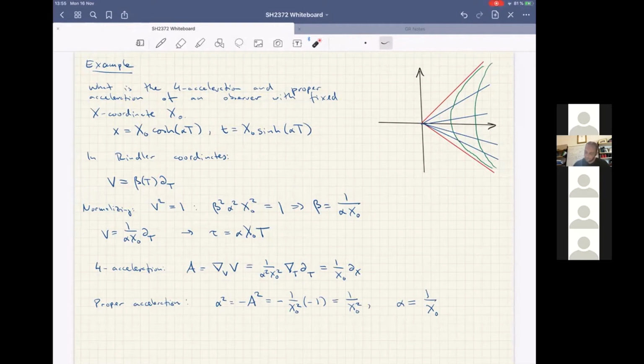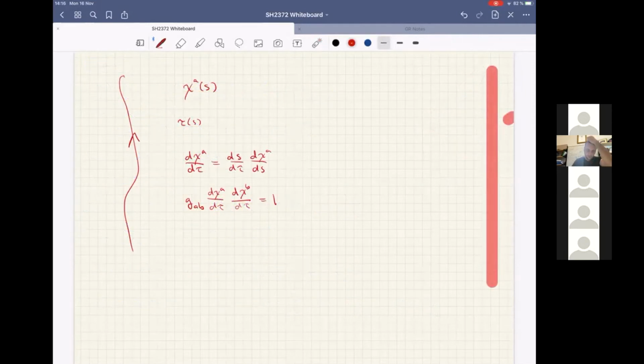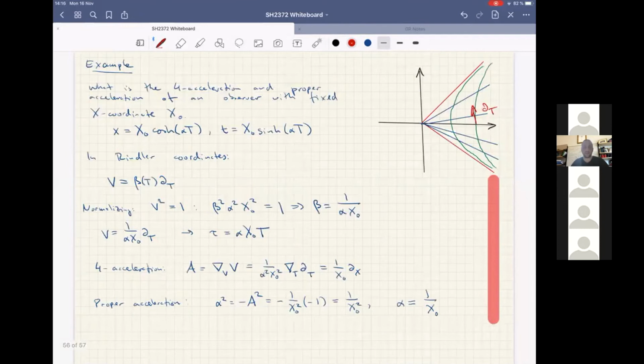So these hyperbolae are hyperbolae of constant proper acceleration, which is also why they are a very common example in special relativity. If you have an observer that is having a constant proper acceleration, you get this kind of hyperbolae for their world lines. So we discussed these concepts of world lines, of 4 velocities and 4 accelerations, and how we essentially just borrowed those directly from their introductions in special relativity.